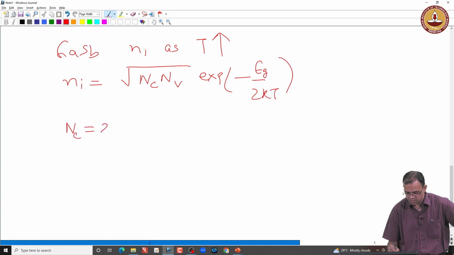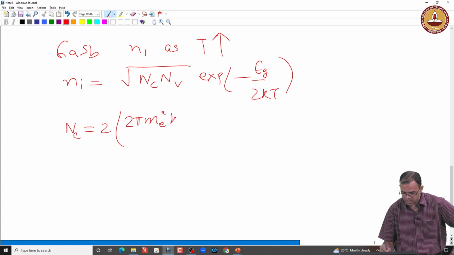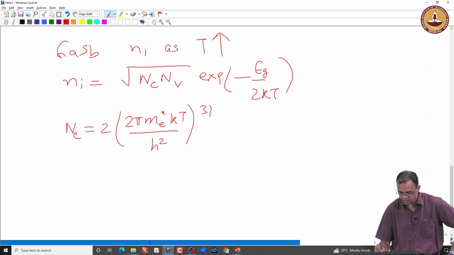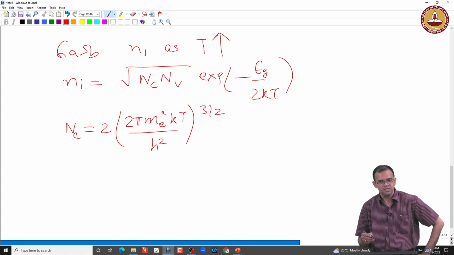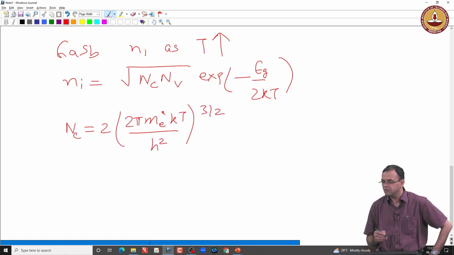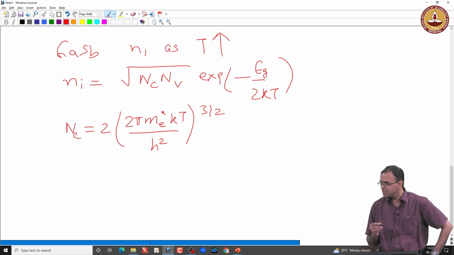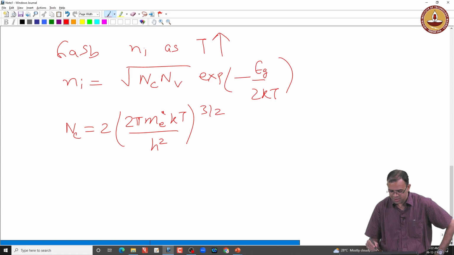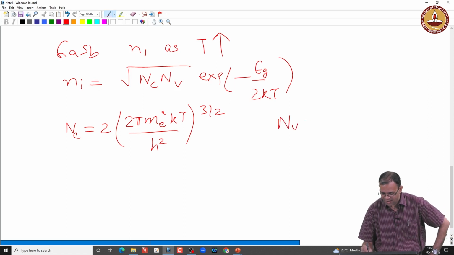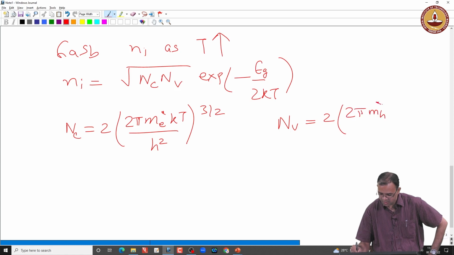Nc is 2 pi me star kT by h square. I will write the equation slightly different from how Professor Celso would write. You would use h or h bar? Both, right? So physicists use h bar a lot. Everyone else uses h. So we will just use this is the formula I would remember off the top of my head. 2 pi mh star kT.